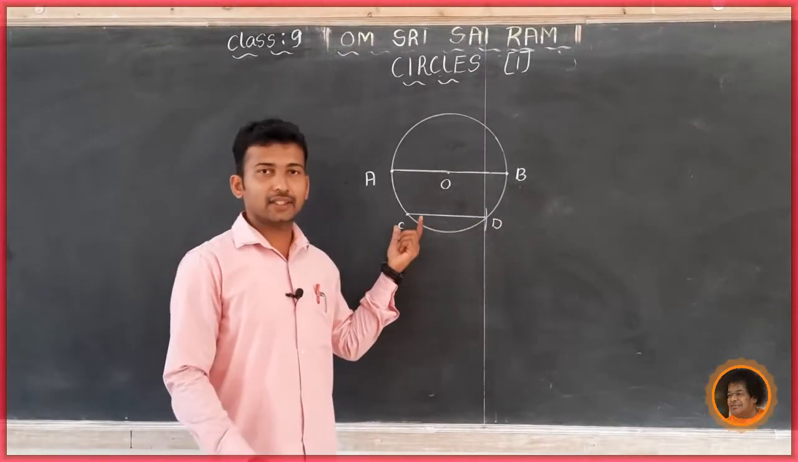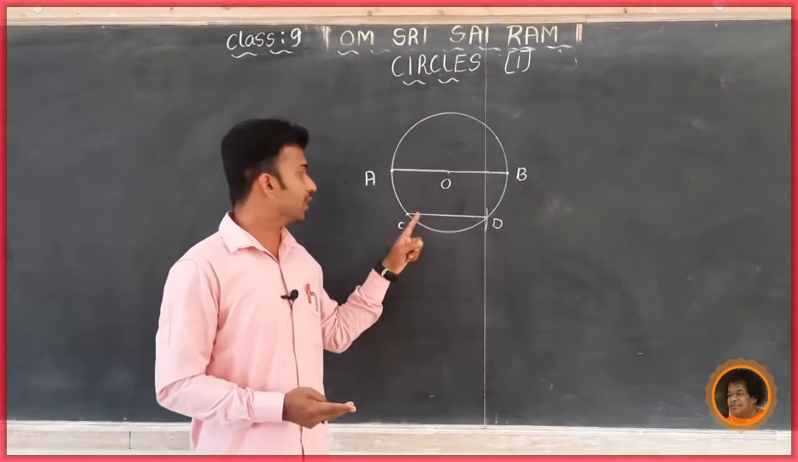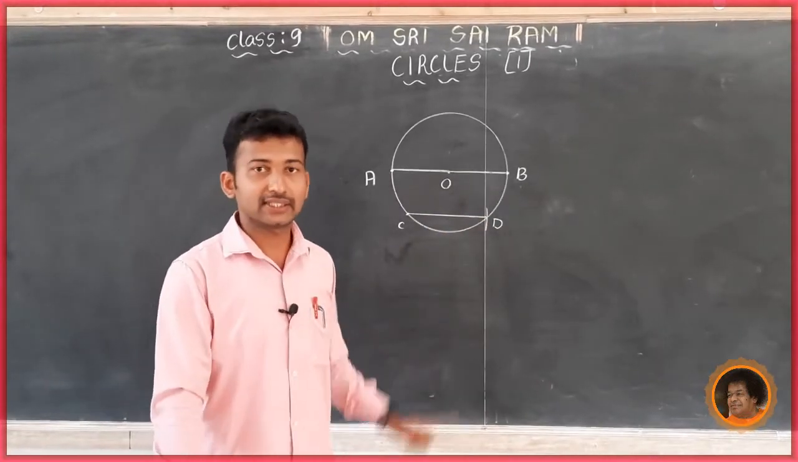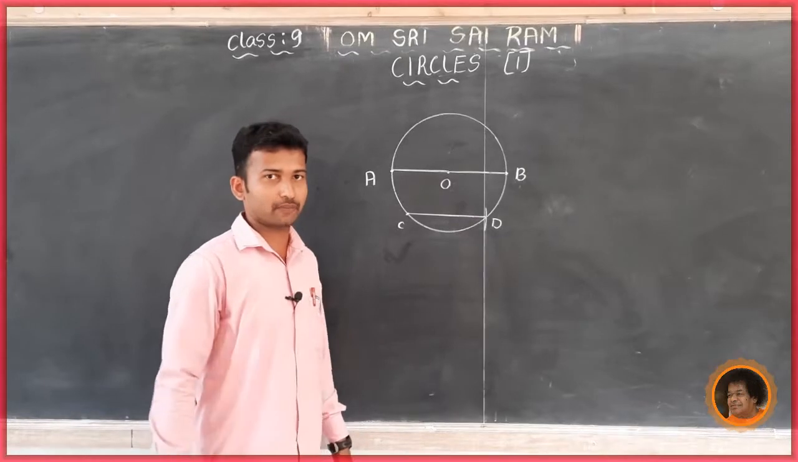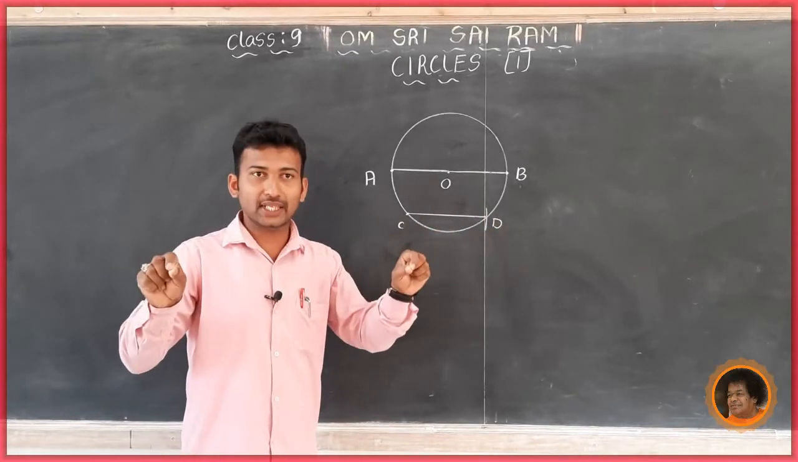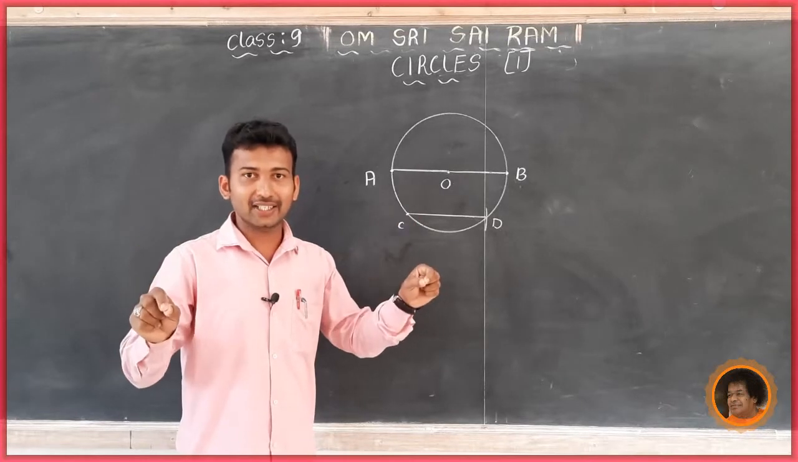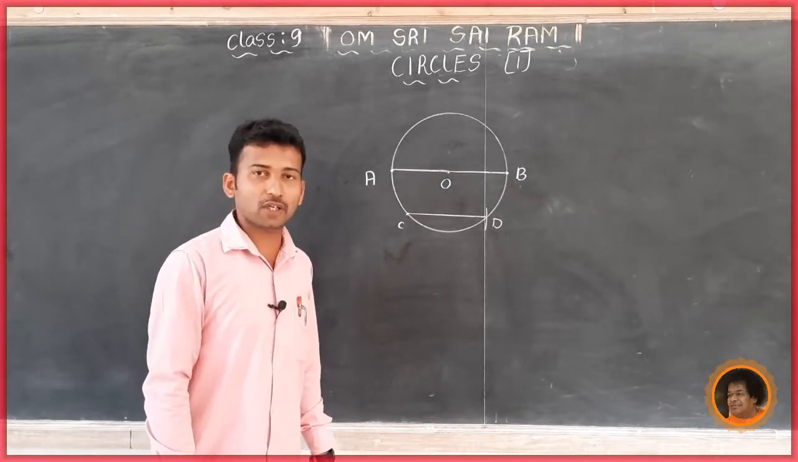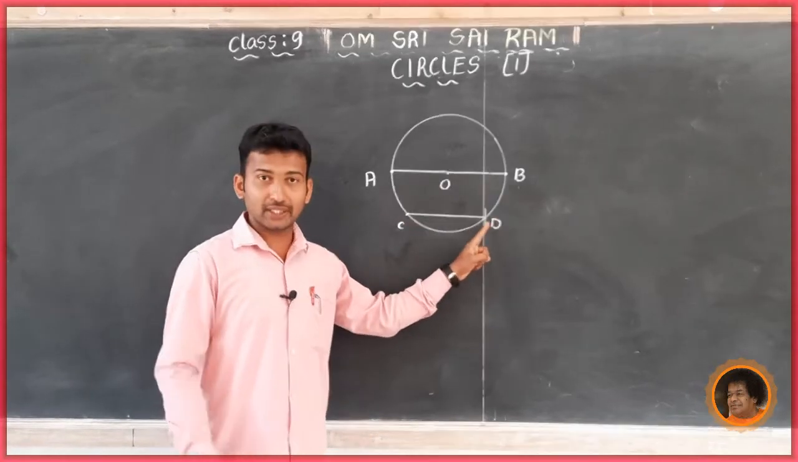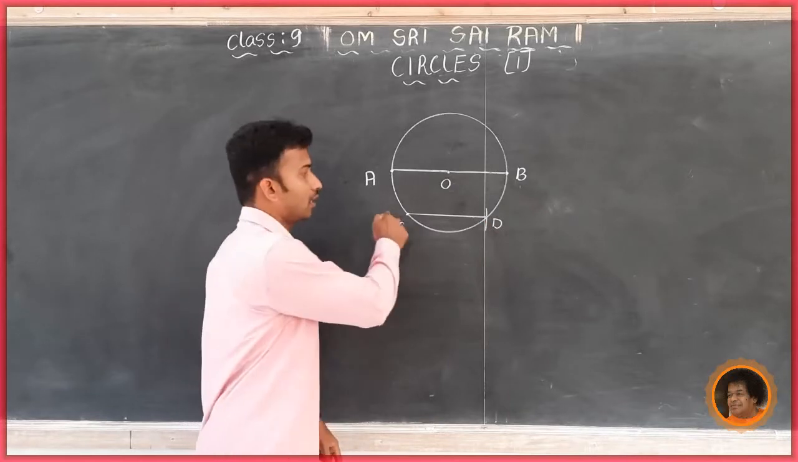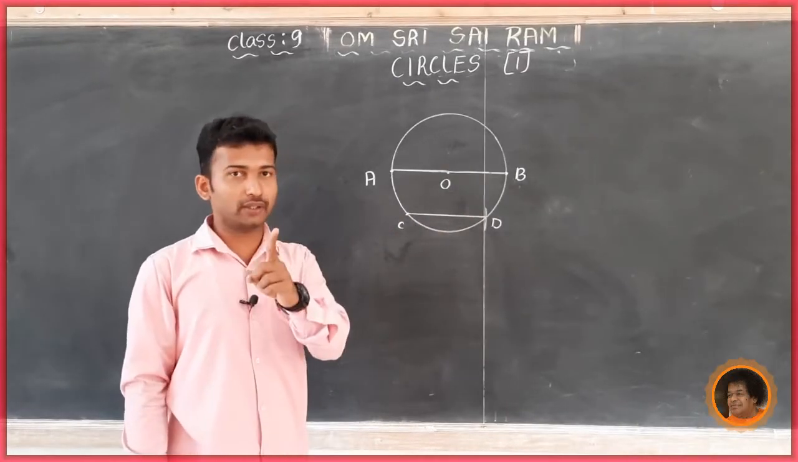Let us consider two other points, C and D, on a circle. C and D are 2 points. The line segment which joins the 2 points, C and D, is called a chord. This is the definition. What is a chord? The line segment which joins any 2 points on a circle is called a chord.